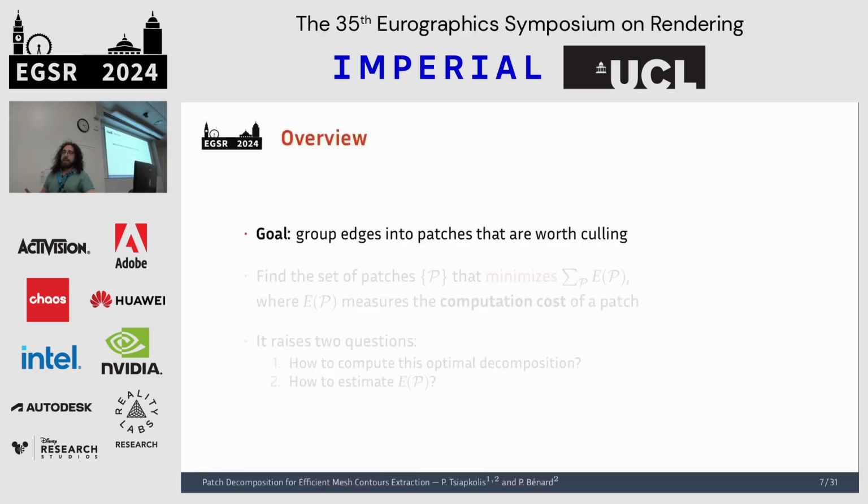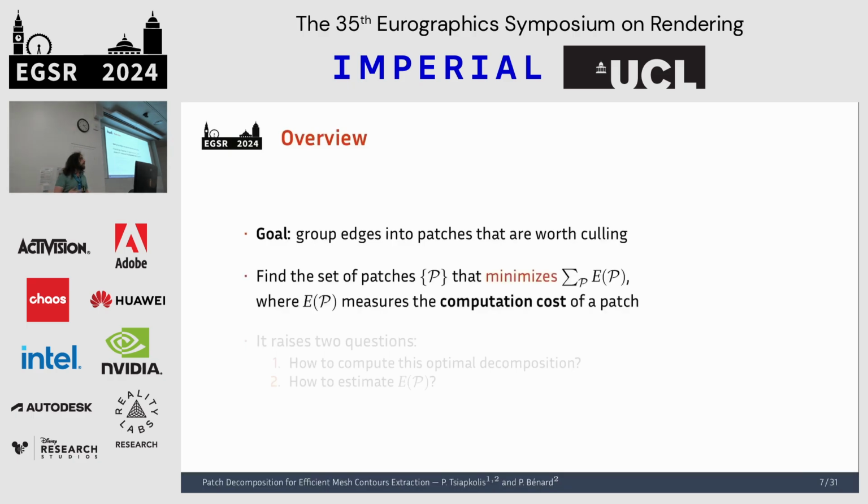So the idea of this is to group edges into patches that are worth culling. So if we imagine a function E for expectancy that measures the expected computation cost of a patch, and by that I mean the computation time, we want to find a set of patches that minimizes the total execution time. So this has two questions. One of them is how to compute said patch decomposition, and the other one is how can we estimate this function E. So let's start with the first one. It's going to be simpler that way.